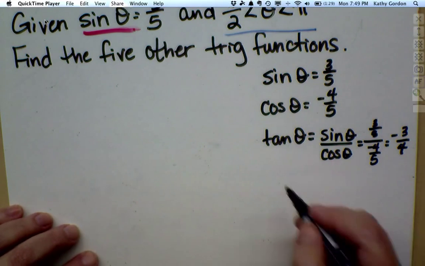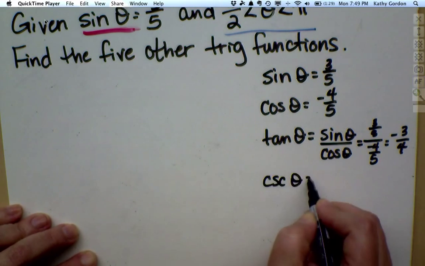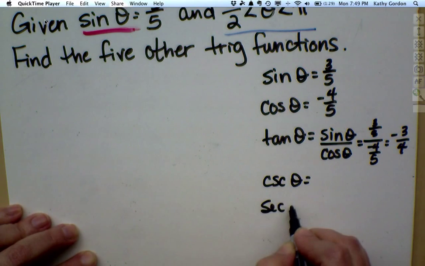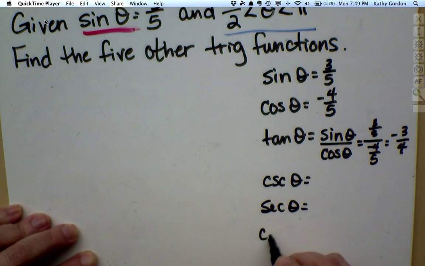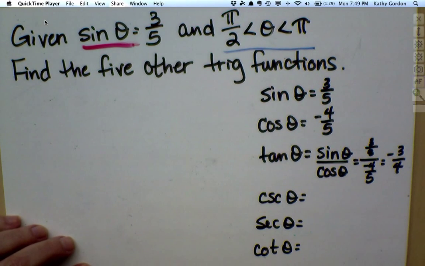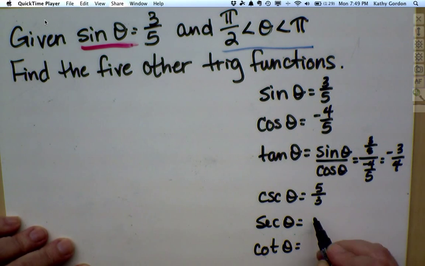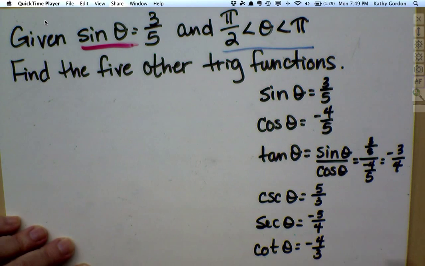And then for my cosecant, my secant, and my cotangent, I just use the reciprocal identities, which, as the video said, you should already be familiar with. Cosecant will be 5/3. Secant will be -5/4. Cotangent is going to be -4/3. And there's the answer to our question.